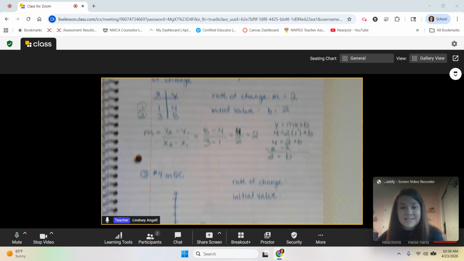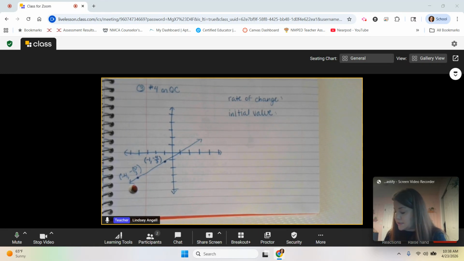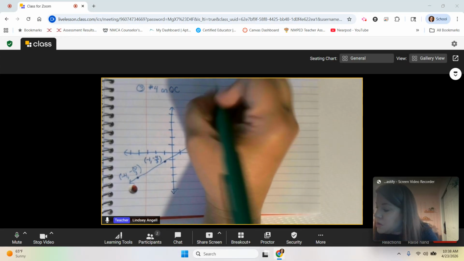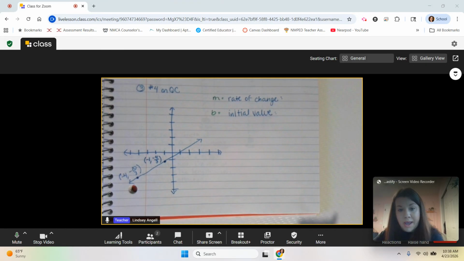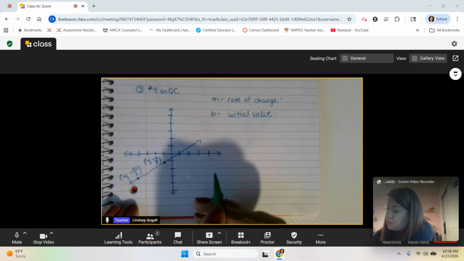Now, with this next problem, this is number 4 from your quick check. I chose this one because it involved fractions. So it's the same process, same goal in mind. We're looking for the rate of change, which again, remember, that's our slope, and our initial value, that's our y-intercept. Okay?